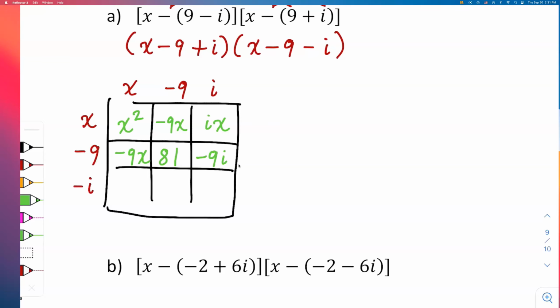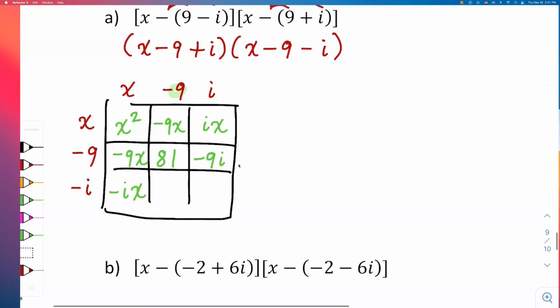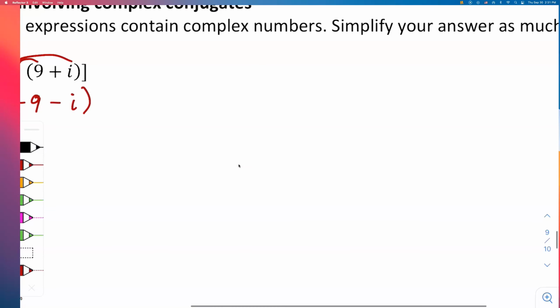Now we're moving on to the last row. Negative i times x is just negative ix. And if I multiply negative 9 times negative i, that will turn into positive, right? Positive 9i. And the last one is a little bit challenging, so I do want to do that one on the side, okay? The last multiplication I must do is i times negative i. I'll show you what it is.